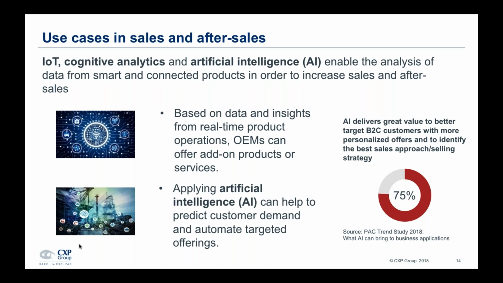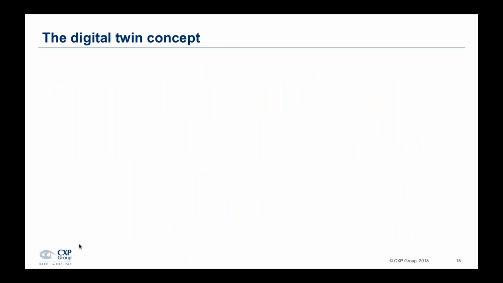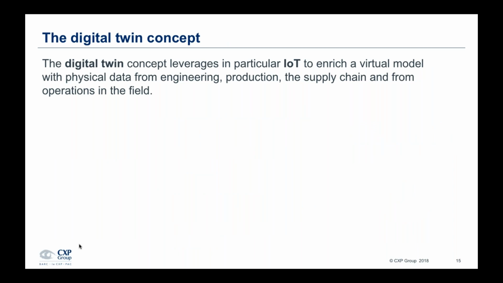And now I'm coming to my last slide about use cases, which is a particularly interesting topic because it spans across all domains. So for example, from design to engineering to production, operations and maintenance. And this is basically about the digital twin, which is a concept which leverages in particular IoT to enrich a virtual model with physical product data from engineering, from production, from the supply chain, and from operations in the field.